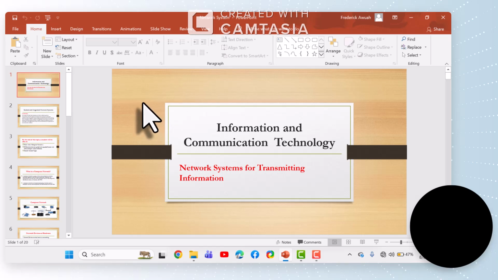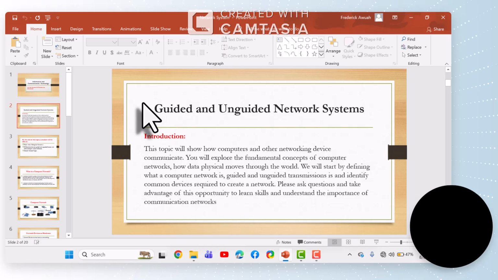Today we are starting a new subtopic which is called guided and unguided network system. And this topic will show you how computers and other network devices communicate and also how data passes through the world.